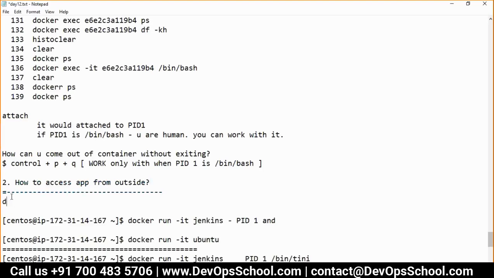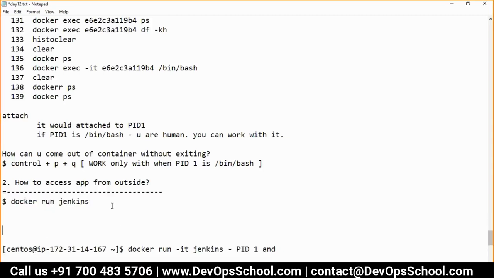Docker run Jenkins. Are you okay with this command? Now, everyone? Yes, sir. Now what will I do? -p external port, internal port. Okay, external, internal. I will write it also, you will forget, I guess. External, internal. Okay, so here I am running it.